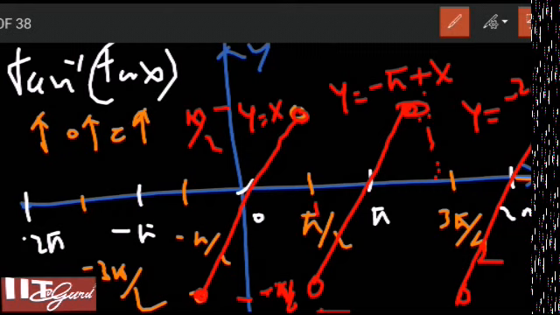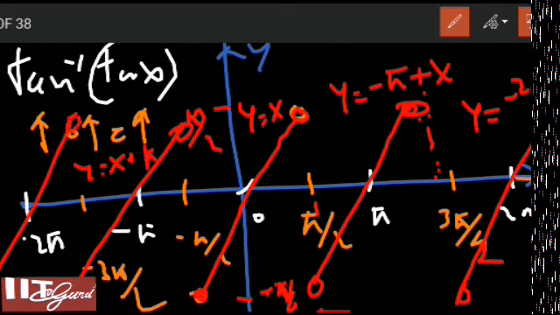Once again, if you draw the graph over here, the graph results like this way, y equal to x plus pi, right? And if you draw over here, once again the graph goes this way, y equal to x plus 2 pi, right? x plus 2 pi for this graph. So this is the graph of tan inverse tan x.